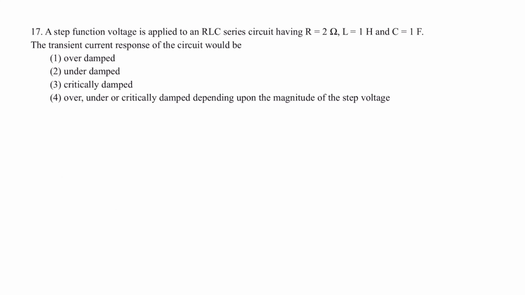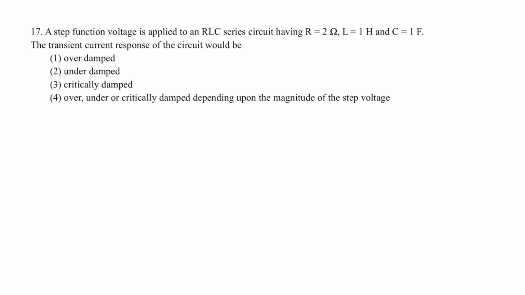Next question. A step voltage is applied to an RLC series circuit having resistance 2 ohm, inductor 1 Henry, capacitance 1 microfarad. The transient current response in the circuit would be? So first, this natural response or transient current response is a solution where there is no external source.